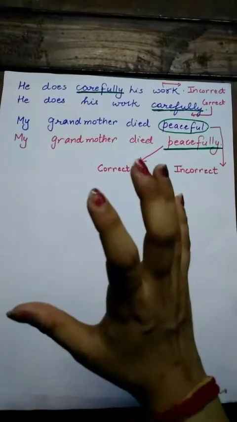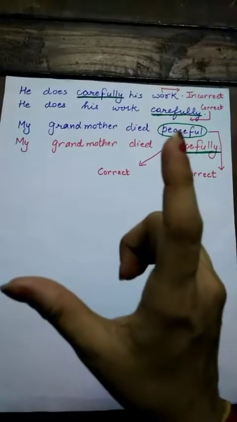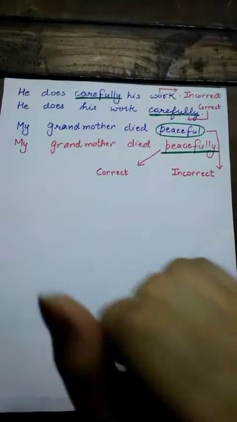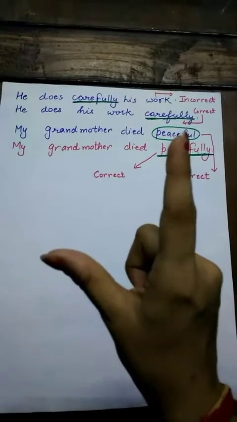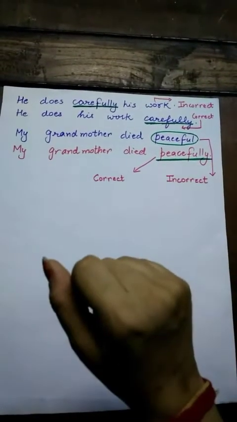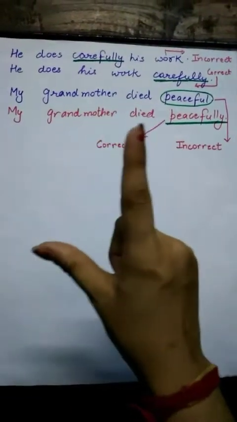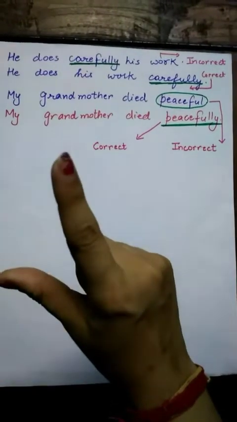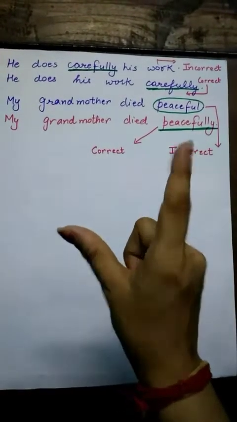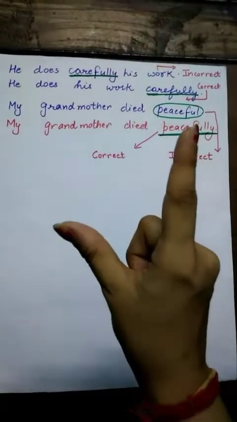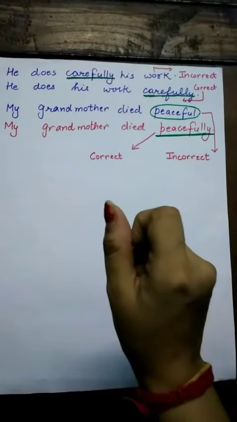Now as per the rule, it is given that if your verb has an object, then the adverb should be placed after the object. So we will change the position of the adverb in this sentence and place it after the object. Now let's talk about the other example. My grandmother died peaceful. The correct sentence is my grandmother died peacefully. Now in this sentence there is a mistake in the formation of the adverb. So we will correct it by adding ly to the adverb.